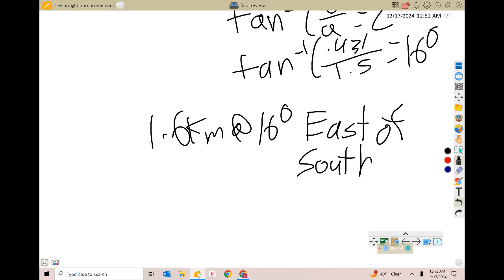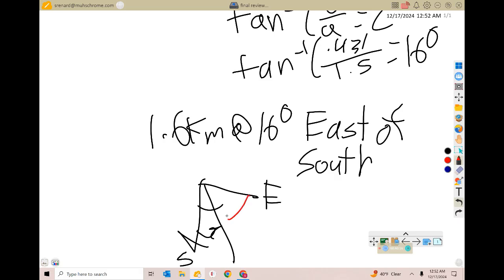So why east of south? Because we're heading east. Then we rotate to we're heading south. And we rotate to the east. And that's where our angle is being measured. It's right there. It's from the south, swinging east. If we had been looking at this angle right here, that would be south of east. Okay, hopefully that makes sense with how much we've done that.